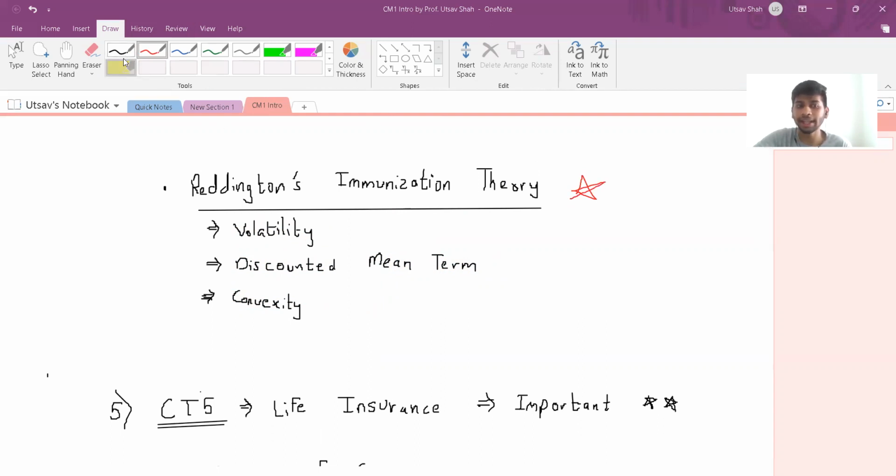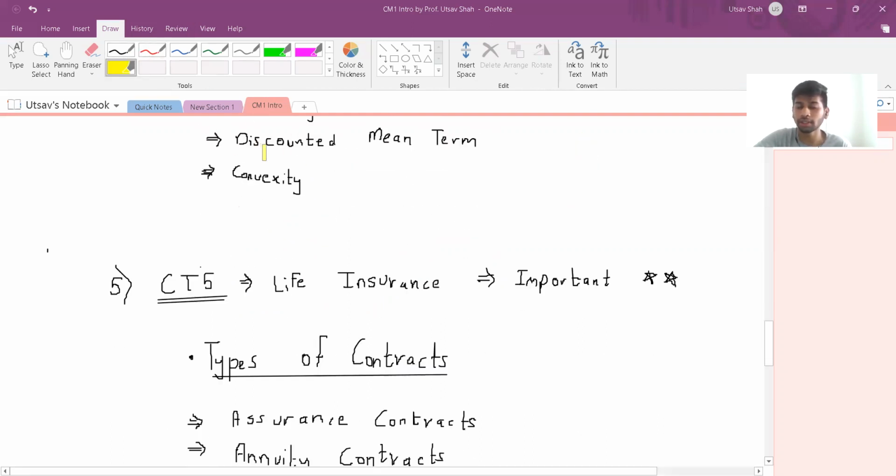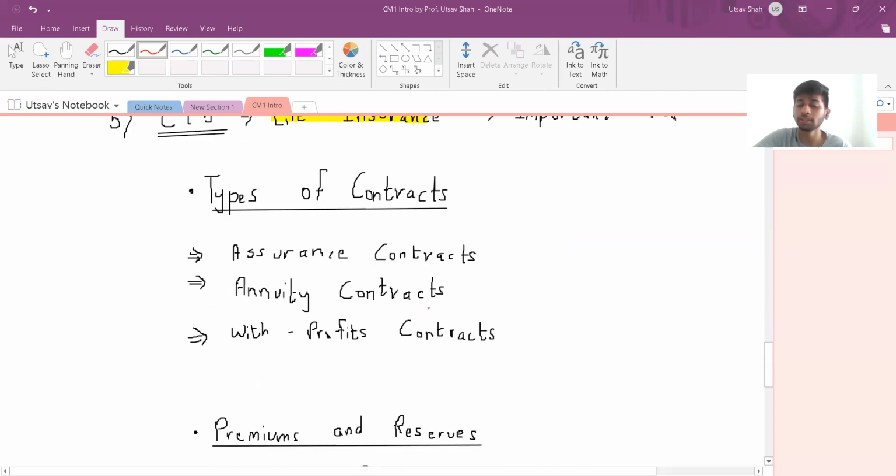Now, that's the end of CT1 for now. Now we'll go to CT5, life insurance. First of all, I can't emphasize this enough: CT5 life insurance is very, very important. As actuaries, we are bound to go into the insurance field, and life insurance is a big part of it. So do not ignore this. Do not take it lightly. Even in interviews, even in your work, everywhere, the life insurance concepts which we will learn are going to be used a lot.